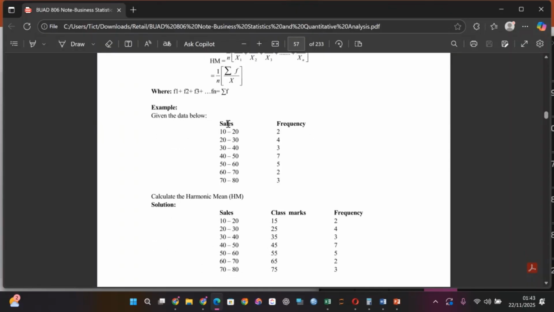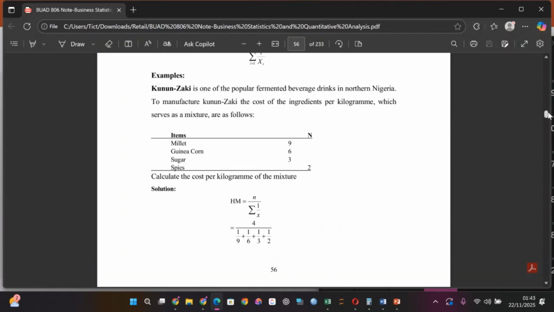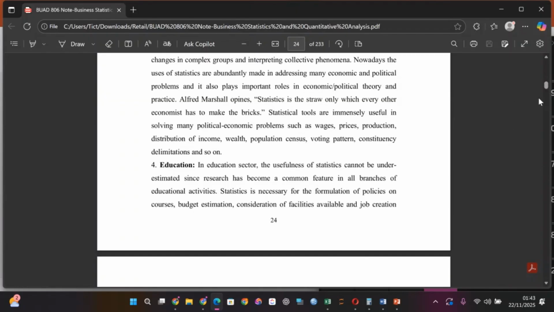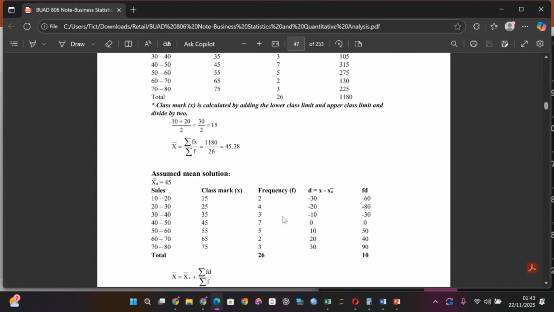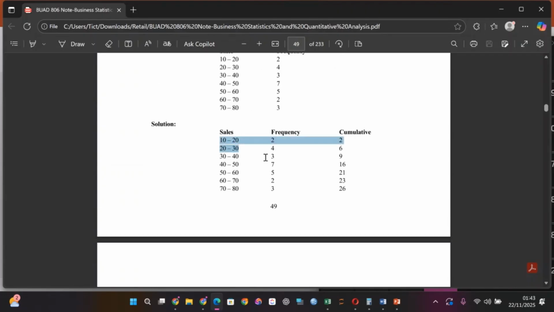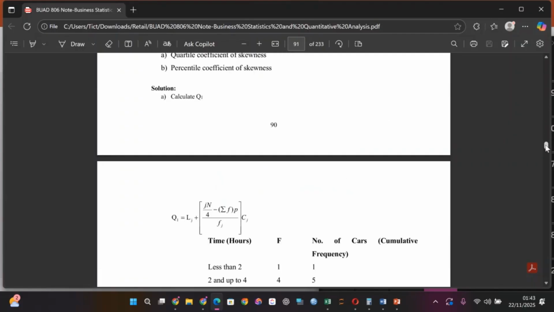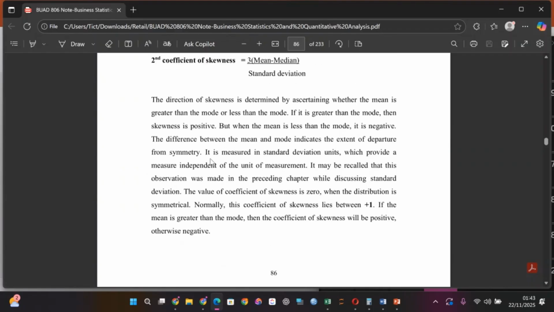So, for instance, this particular data is the same example that we have from the previous ones. If you look at this same example that we've been using since we started the measure of central tendency, the grouped data, this guy, I think this is it. Understand? So we are still using that data to get our harmonic mean, as grouped data.